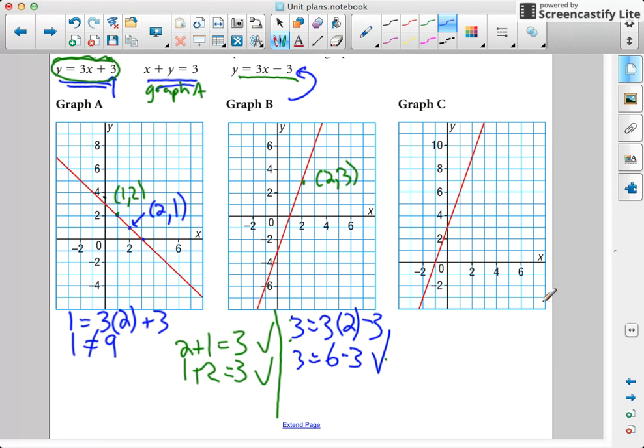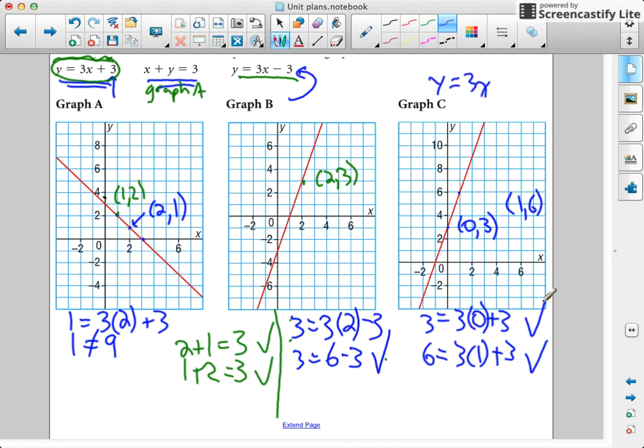So I could use this point right here. That point is 0, 3. And this point right here is 1, 6. So y, 3, equals 3 times 0 plus 3, which does work out. Try the other one: 6 equals 3 times 1 plus 3, which also is 6. So this would be y equals 3x plus 3. So we matched them all up.